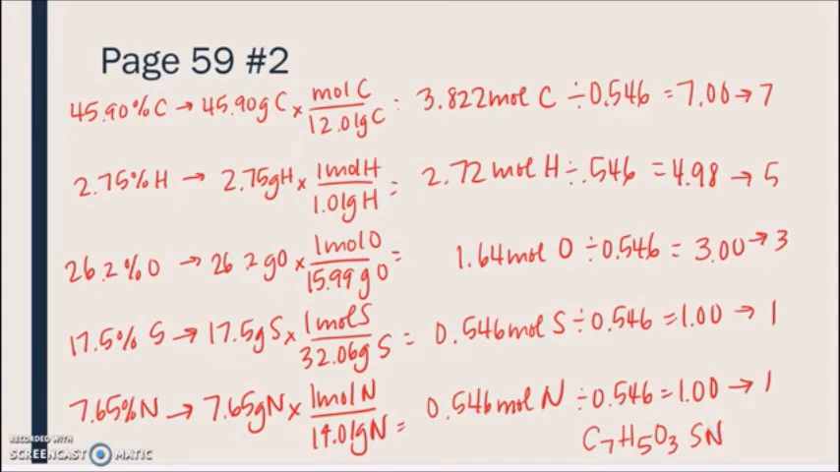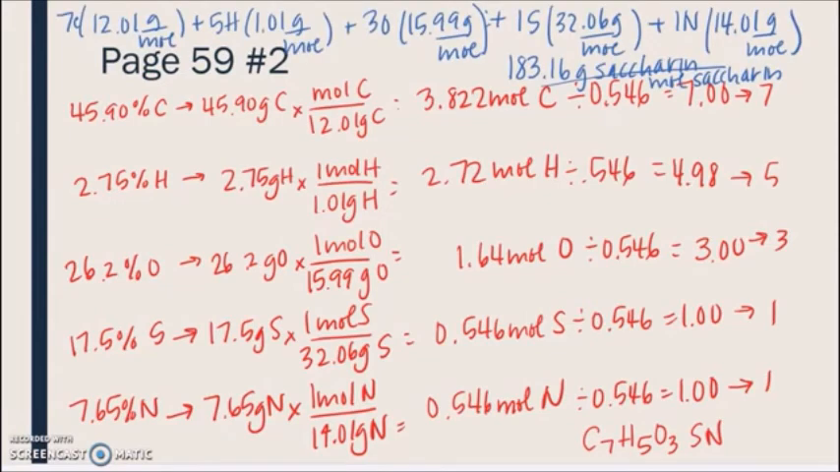So then the next thing you have to do is find the molar mass of that. So if you look at the top, I found the molar mass of saccharin, which comes out to be 183.16 grams. And that actually matches the number that they gave me in the problem, 183.18 grams per mole. And so this formula down here is both the empirical and the molecular formula. They are the same thing.